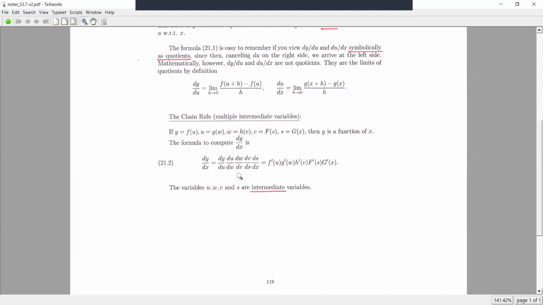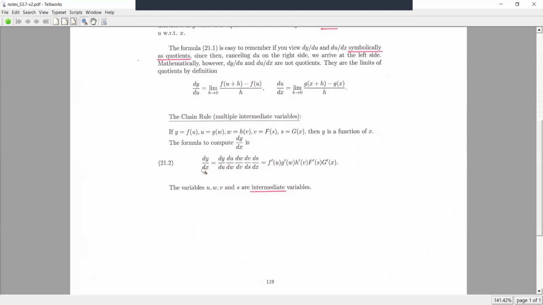This is the chain rule with multiple intermediate variables. This formula is easy to remember. If we cancel du, cancel dv, dw, cancel dv, and ds, then we can get back the left-hand side of this equation.